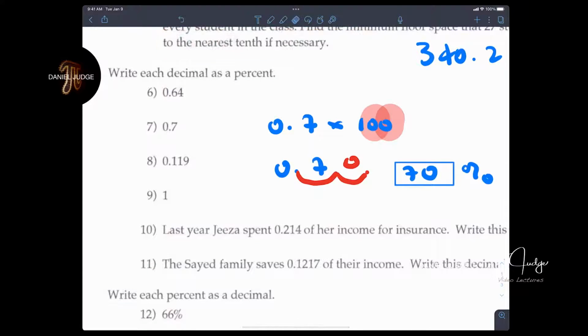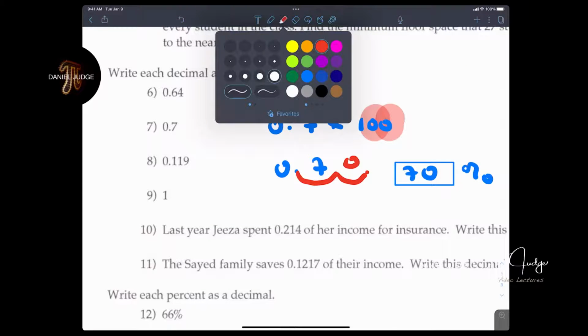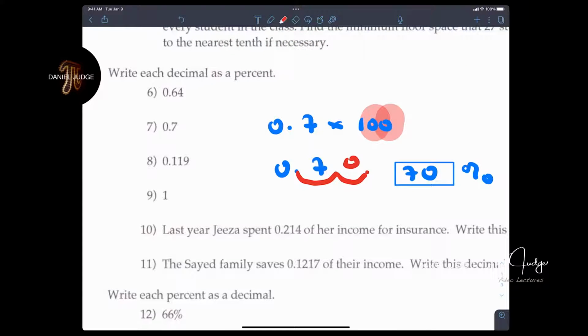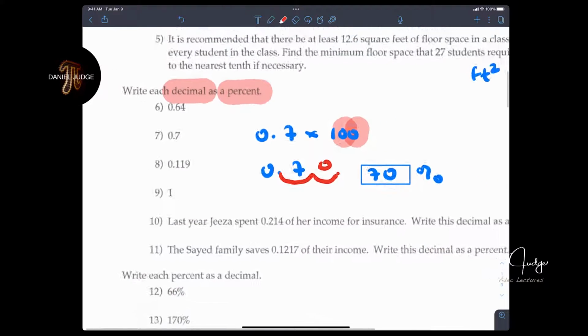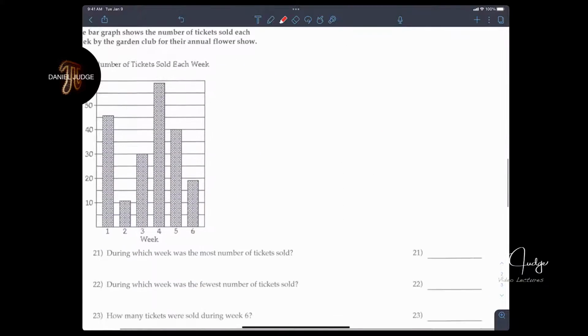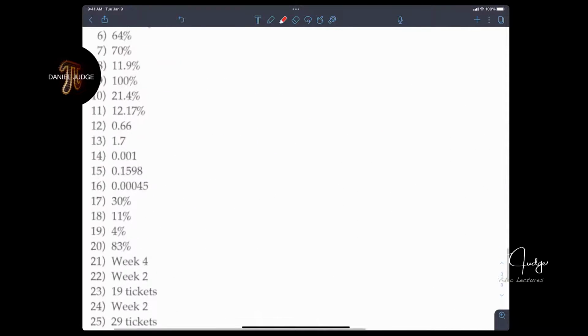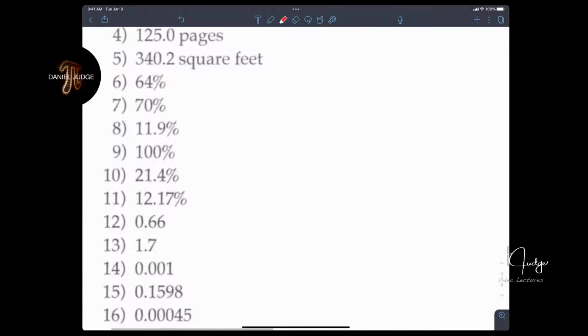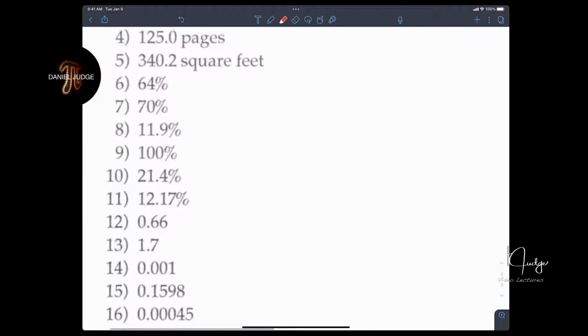We're now reading the set of instructions that are here for number 6 through 9. Convert each decimal to a percent. So you multiply it by 100, or simply move the decimal 2 spaces to the right, and that'll give you 70%. So when we check number 7 here in the answer portion, of course, we should get 70%, and sure enough, we do. So ladies and gentlemen, another correct answer.